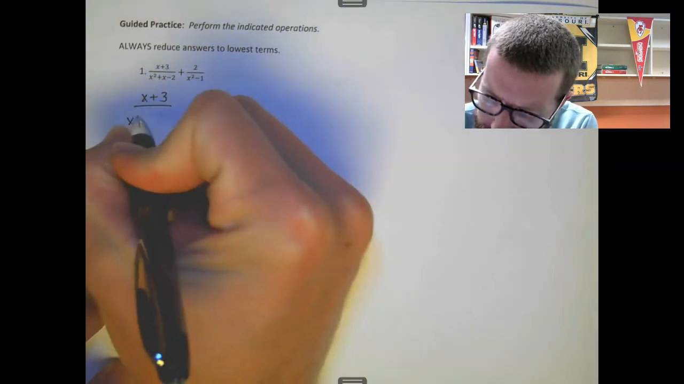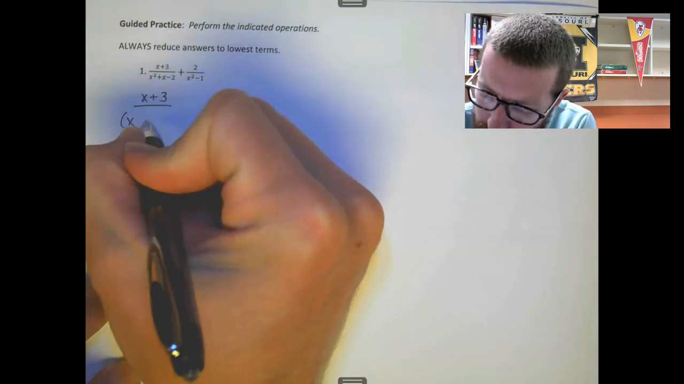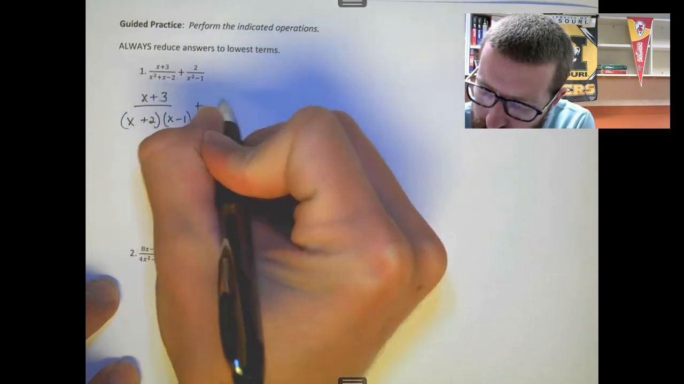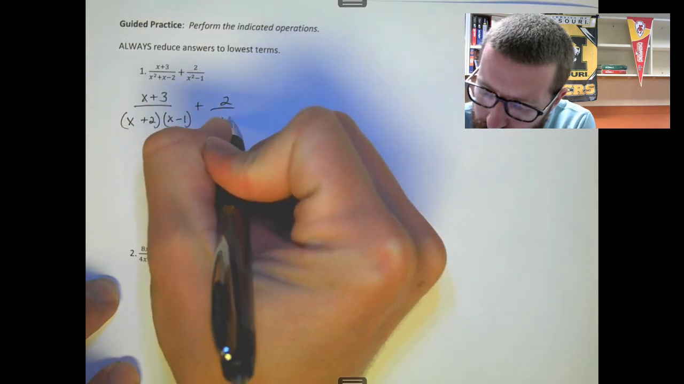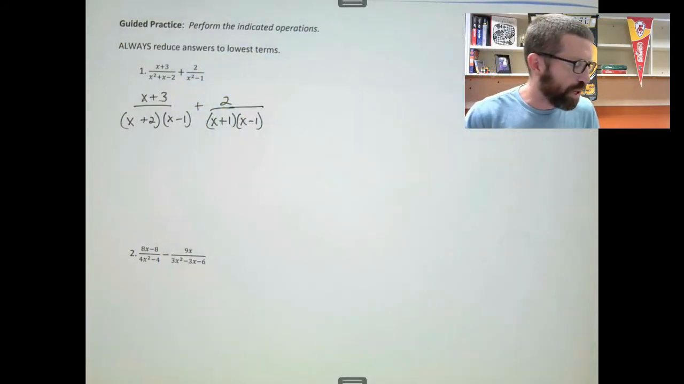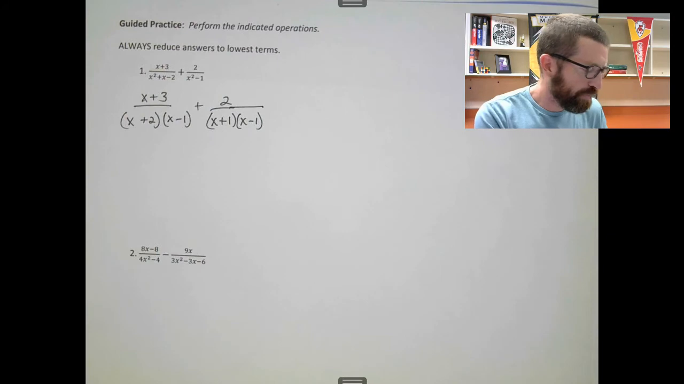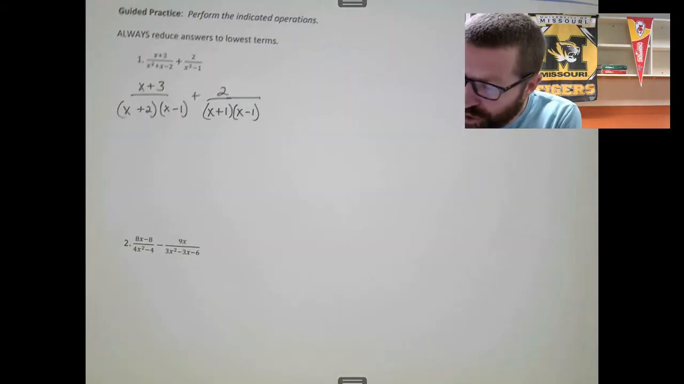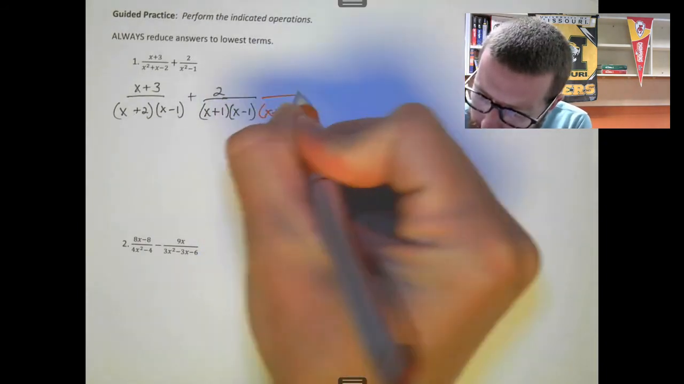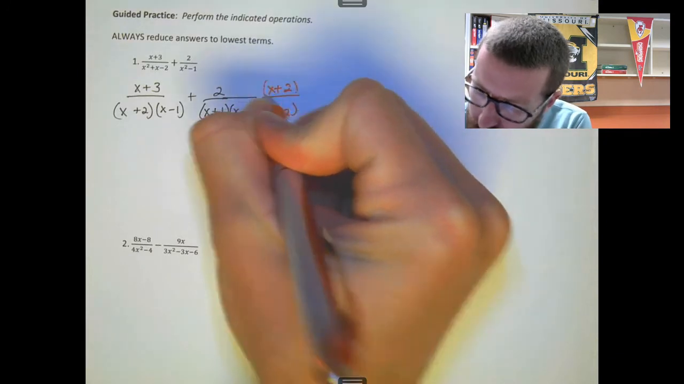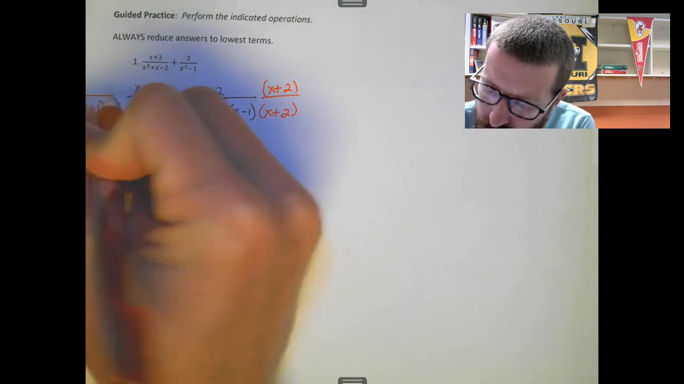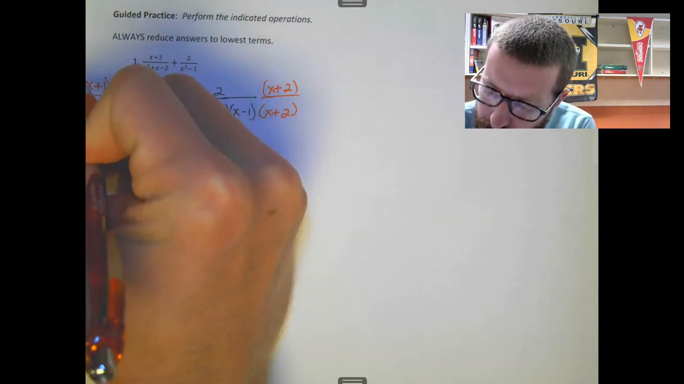So first you factor. Numbers that multiply to negative 2 and add to 1 are positive 2 and negative 1. And then you have a difference of 2 squares. So x plus 1, x minus 1. And then look for what's missing. So I have x plus 2. I don't have an x plus 2 here. So let's multiply that by bottom and top. I don't have an x plus 1 over here. So we'll multiply that times bottom and top.